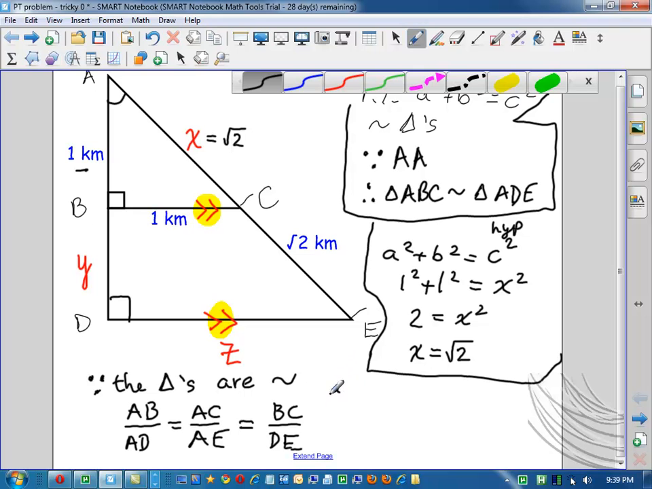We know AB. We don't know AD. We know AC. And do we know AE? Yes, we do. If this is root 2 and this is root 2, it's 2 times root 2, because really it's root 2 plus root 2, right? Root 2 plus root 2 equals 2 times root 2. So let's put 2 times root 2 here. That cancels out.